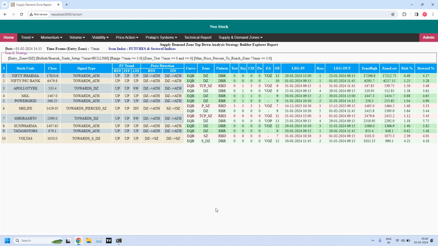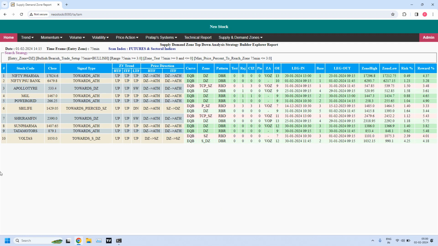Now the list is reduced to only 10 stocks. So that means if the prices fall down 3%, immediately you will get an entry in this zone. That is the meaning of this parameter, max price percent to reach the zone. Maximum 3%, because some stocks may be 2% near to the zone, some stocks may be 1% near to the zone. If it falls 1%, they will reach. But this is the maximum.